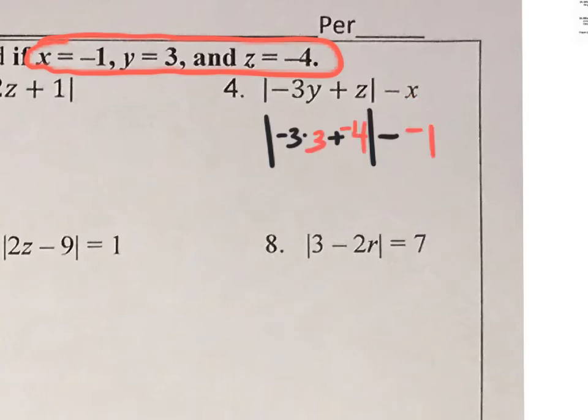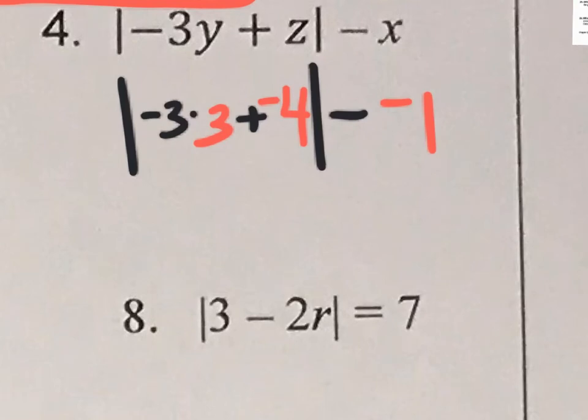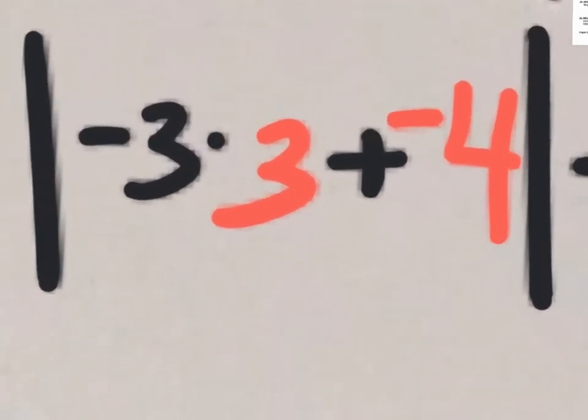So as you could see, I plugged in the values. Now it's just a question of simplifying, right? Now, inside the absolute values, I have -3 times 3. What's -3 times 3?